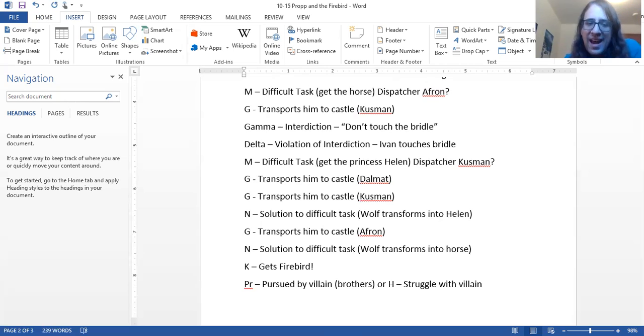The reason why I'm going for pursuit here as the example of the trope is because pursuit is very often connected with rescues. You're running from the villain, you're trying to get somewhere, that's what Ivan's doing. So I lean towards that one. And we have our moment of rescue, which is the wolf brings him back to life using a bird and some water, using a kind of clever trick there.